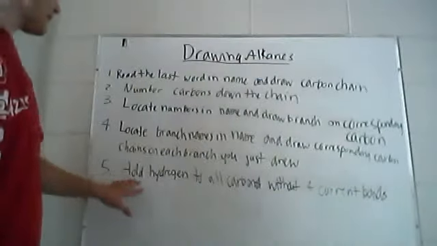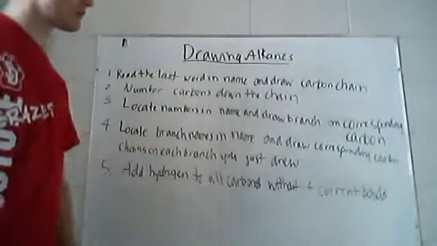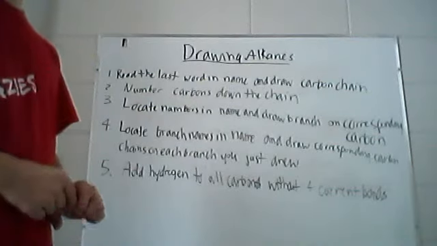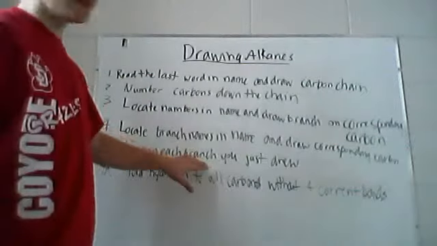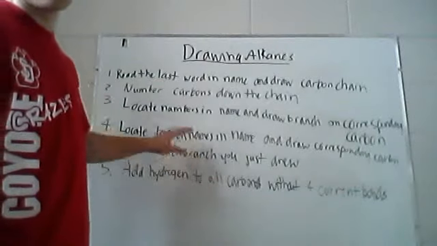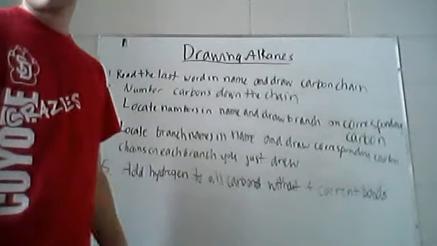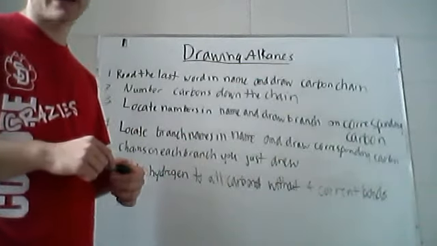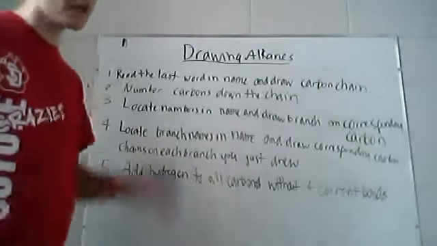And step 5, add hydrogen to all carbons without 4 current bonds. Remember what we talked about. Carbon will always form 4 bonds. So by the time you get down here, if you've used up all the substituents in your name, if a carbon still does not have 4 bonds, fill the 4 bonds with hydrogen. Follow these steps and every single thing that you solve will be very simple.